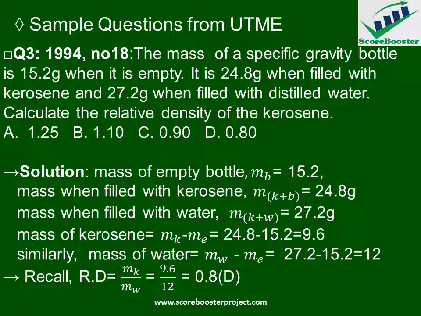Now, the mass of kerosene will be the mass of the bottle when filled with kerosene minus mass of empty bottle, and that will be mk minus me. That will give us 24.8 minus mass of empty bottle, which is 15.2. So making the mass of kerosene to be 9.6 gram.